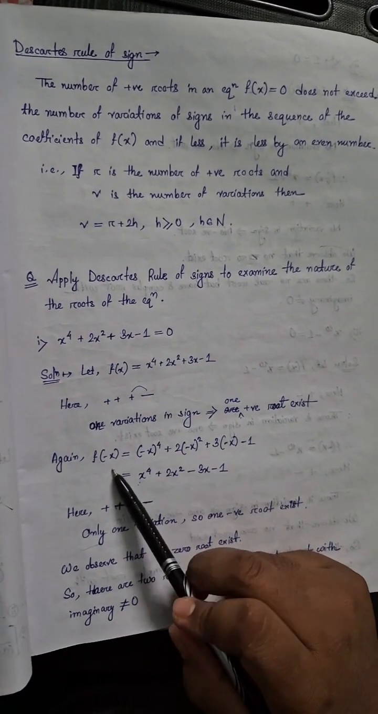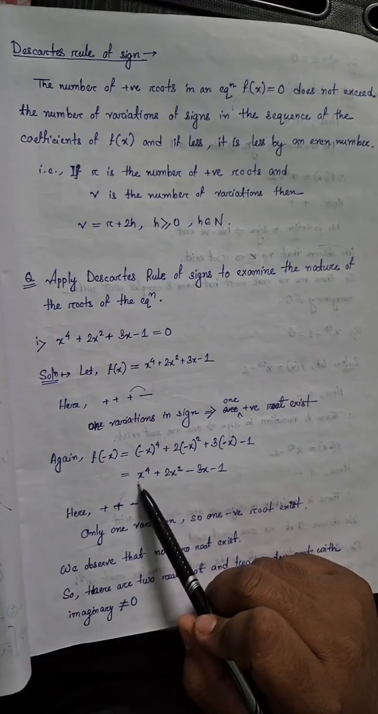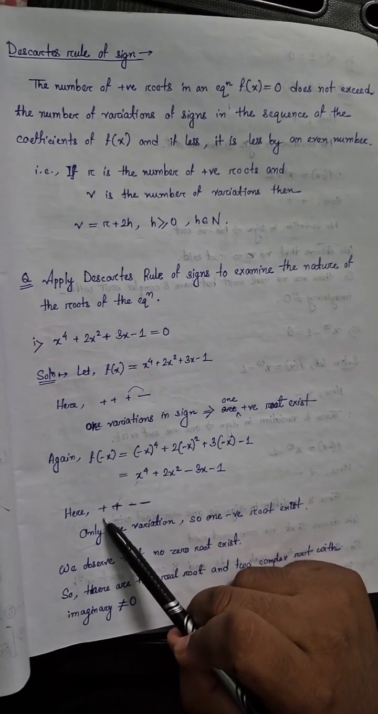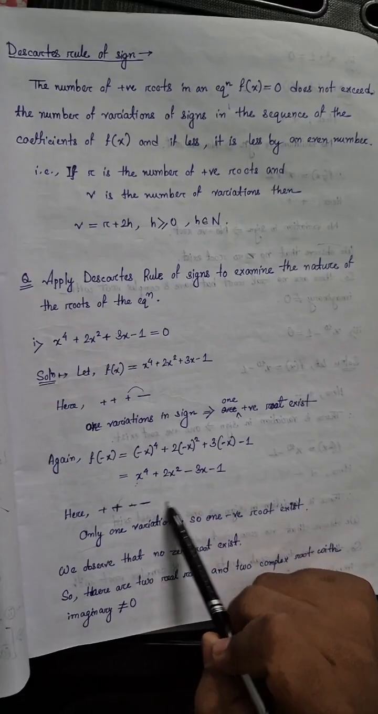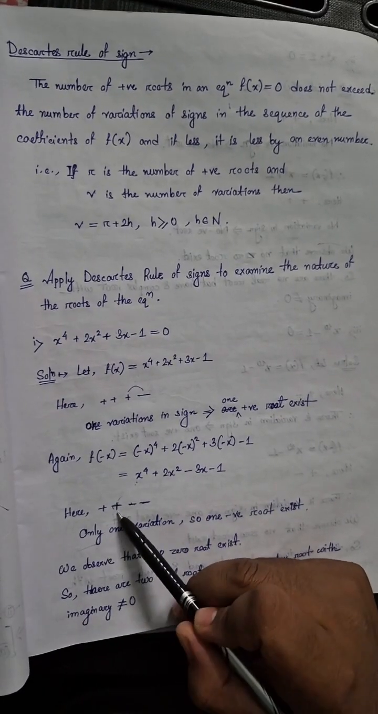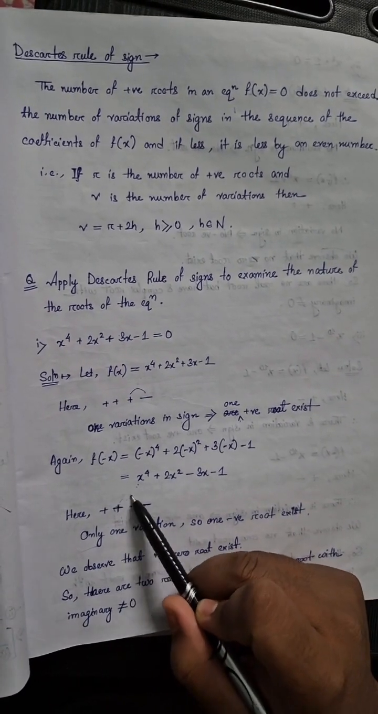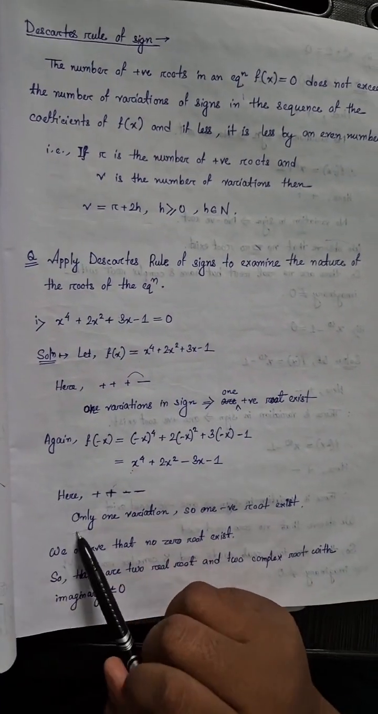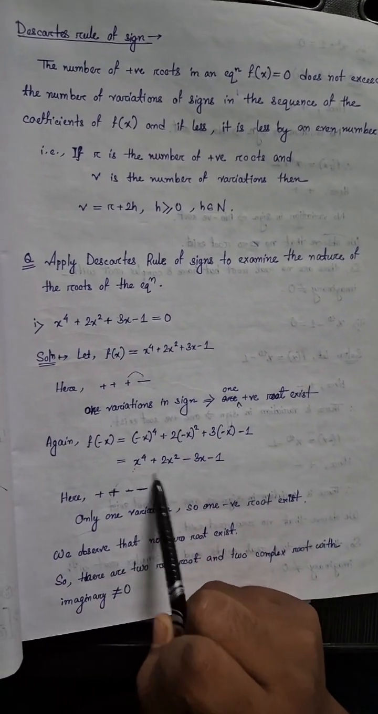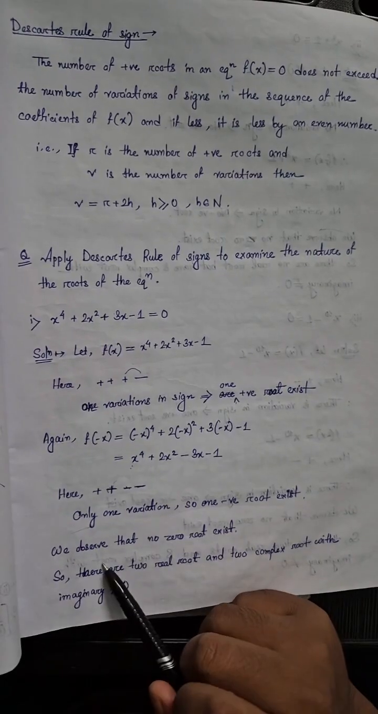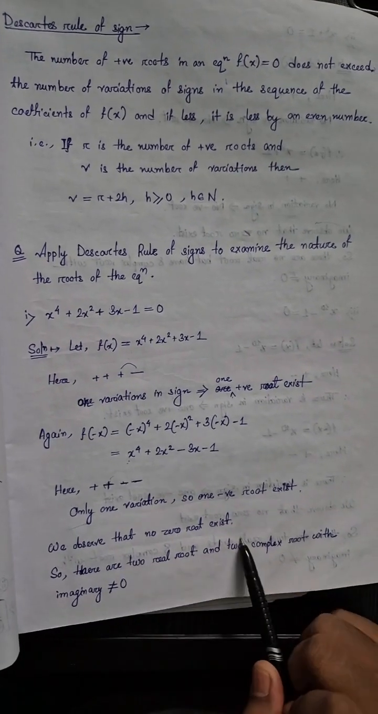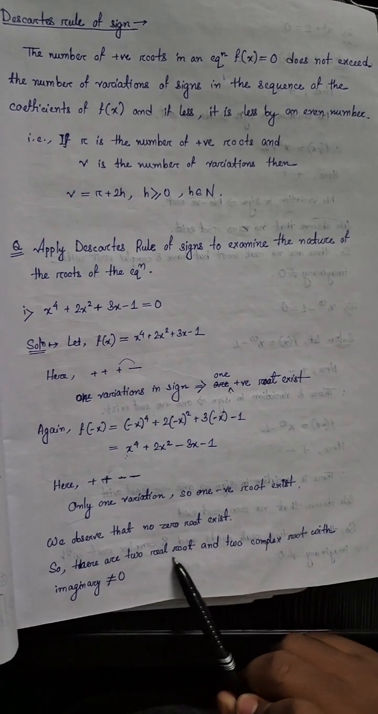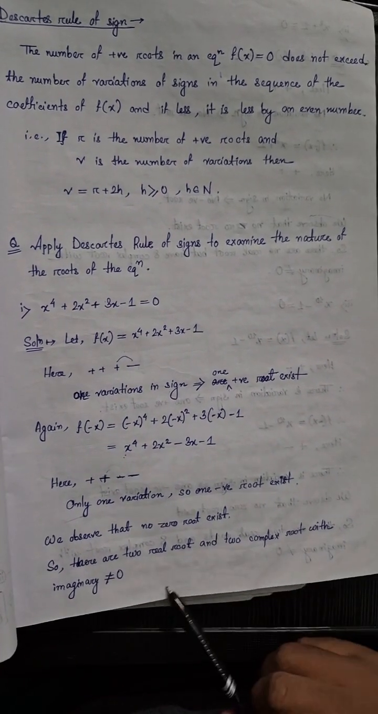Then again we find f of minus x, so we get x to the power 4 plus 2x squared minus 3x minus 1. Now we write the signs, that is plus, plus, minus and minus respectively. So here also we can see that only one variation is there, so only one negative root exists. Also, if we put the value of x equal to 0, we get minus 1, so we can say that there is no zero root. So at last we can finally say that there are only 2 real roots and 2 complex roots with imaginary part not equal to 0.